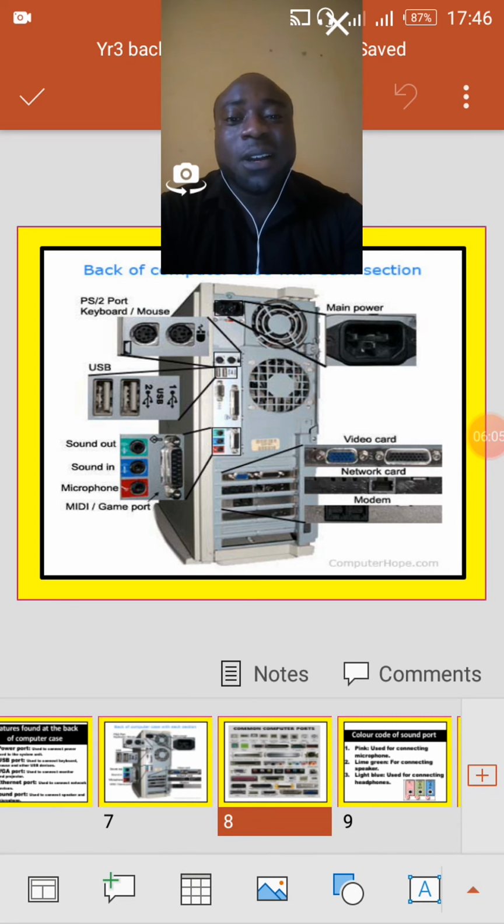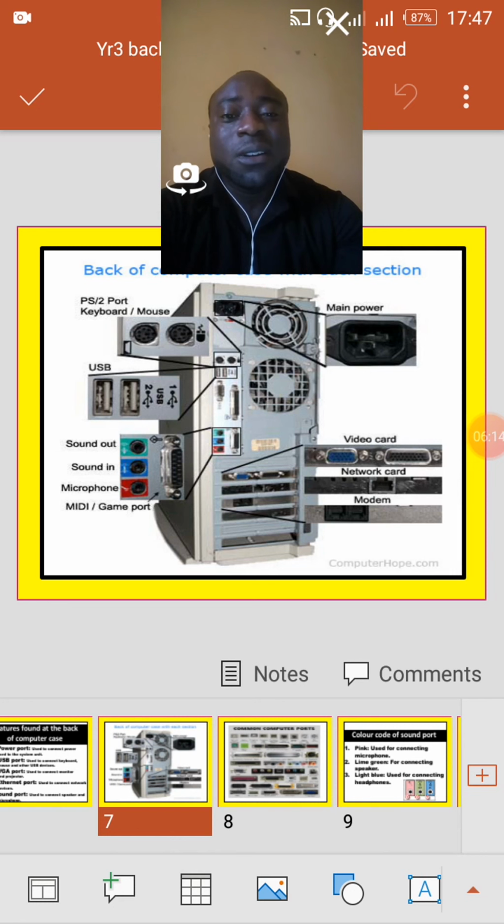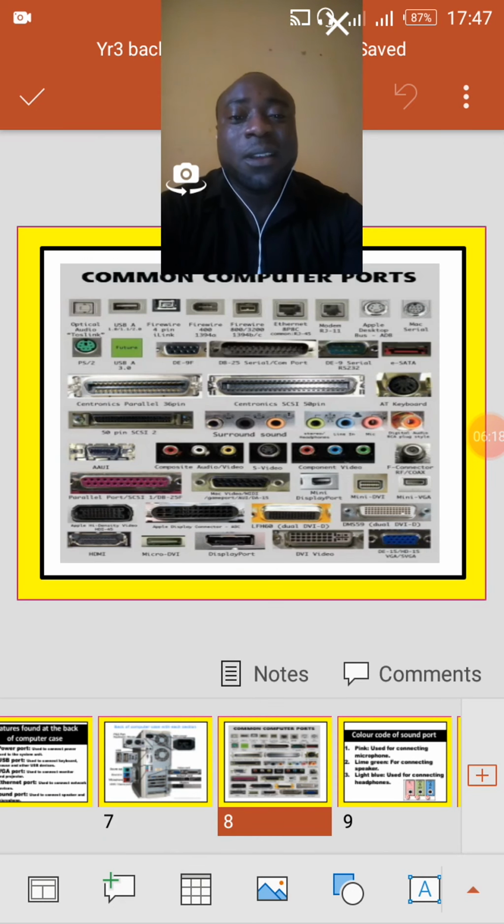So let's look at some ports. These are common computer ports. I believe the one shown here is the same thing that you are seeing here.